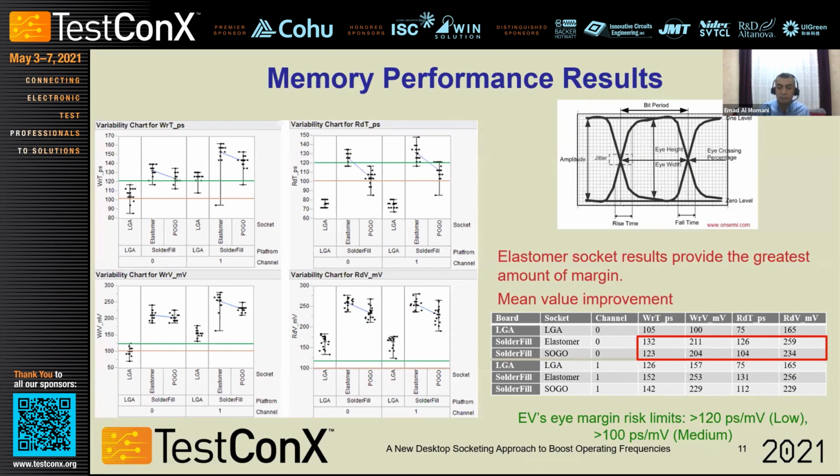I see. And is there any plan to use the socket for the DDR5 and above? Actually, I can't talk about this for now.